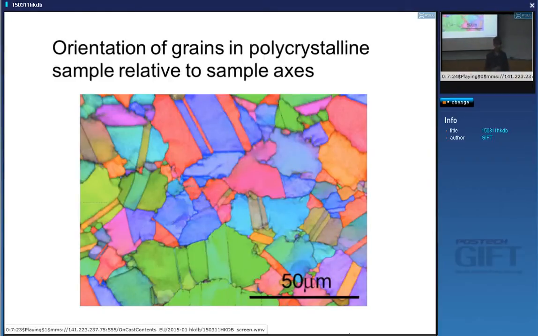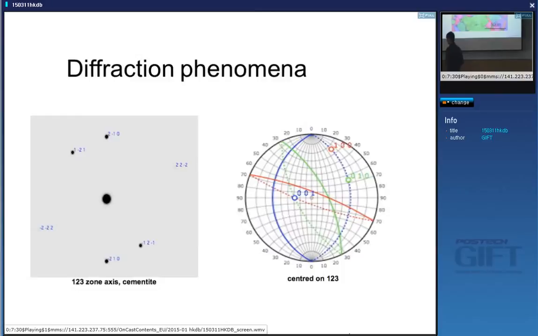And this is an electron diffraction pattern. We will be going into those patterns soon. And again, we can use stereographic projections to interpret these patterns. I will show you how to do that.